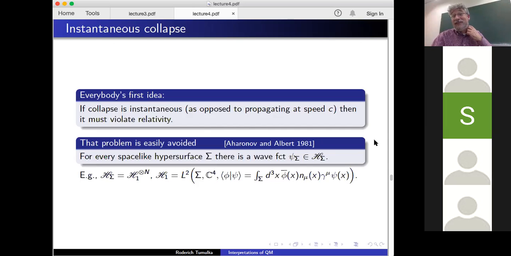And then you could say, okay, if the surface is in the future of a certain collapse event, then you have the collapsed wave function there. And if the surface is in the past of a collapse event, then you have the uncollapsed wave function there.